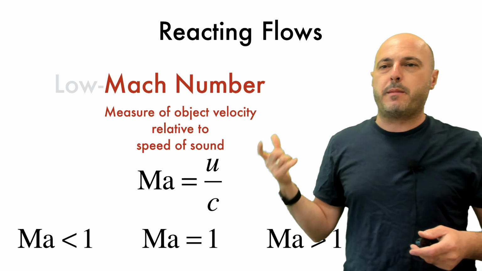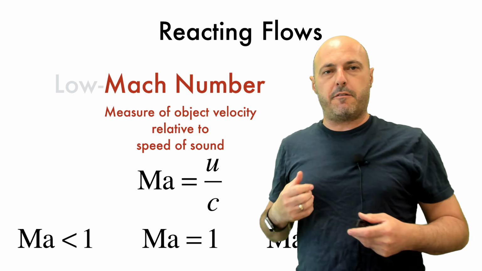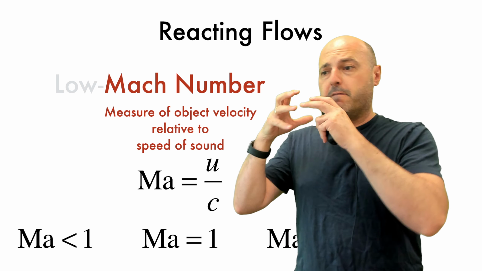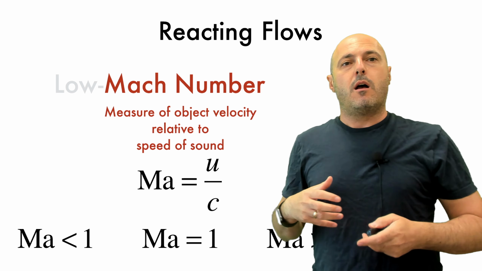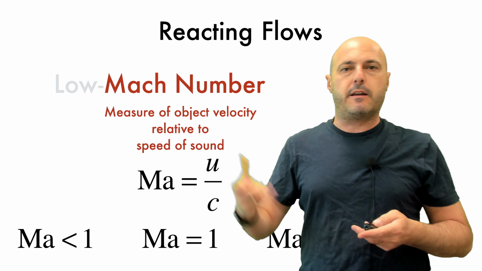Now, I don't want you to put in your mind that this has to be an object. Think of it as information. This could be information propagating in a flow, could be a vortex moving in a flow. Any structures inside a flow. It doesn't necessarily have to be an object like an airplane or a car.